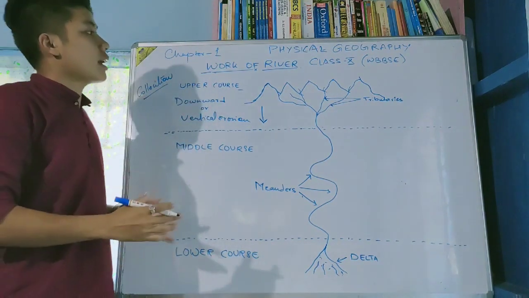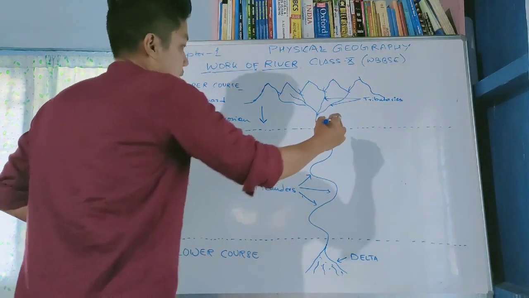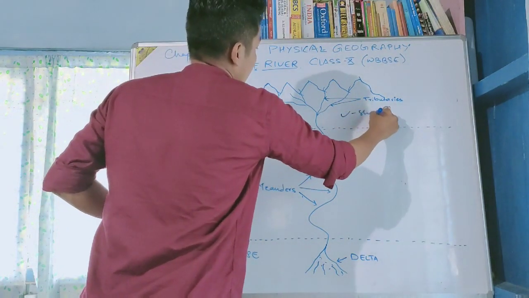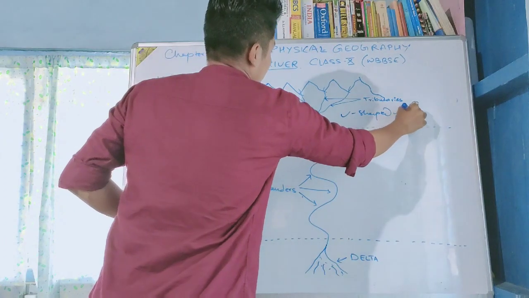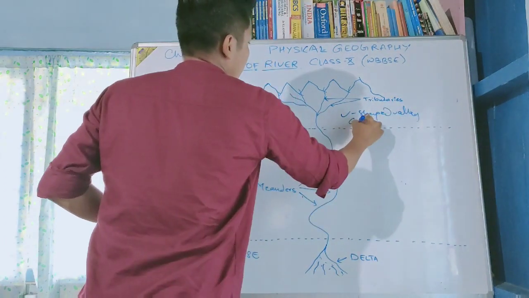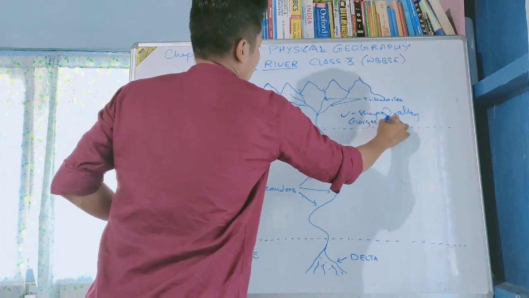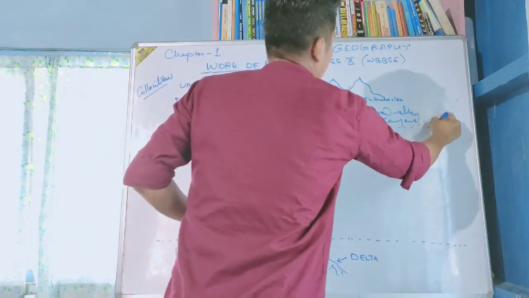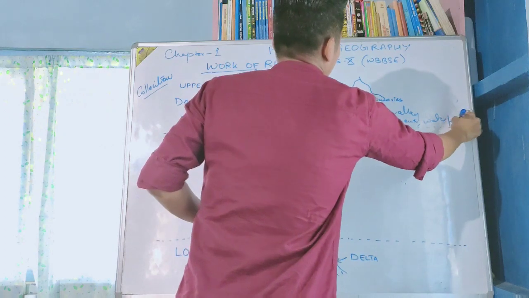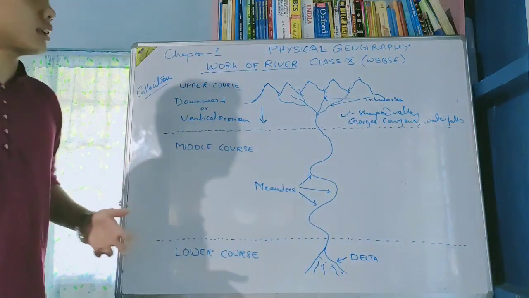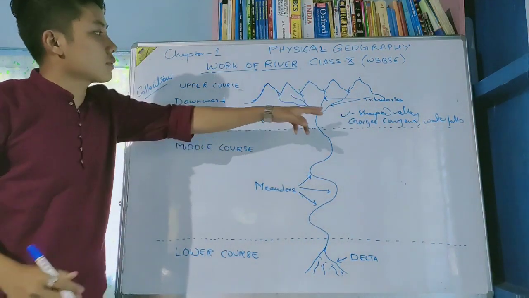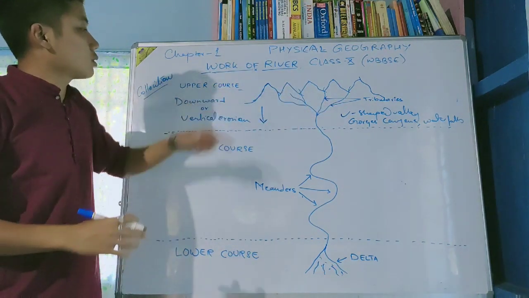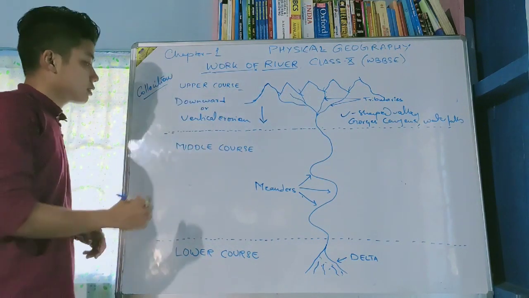We can see different land features, like for example V-shaped valley, gorges, canyons, waterfalls, etc. Different kinds of alluvial fans, alluvial cones, and all these kinds of features we can see in the upper course of the river. Okay, next is middle course.